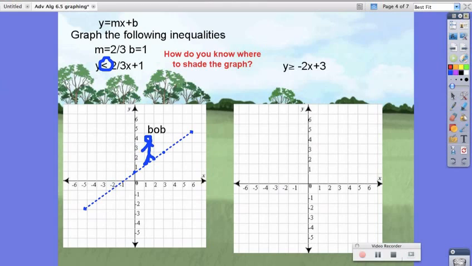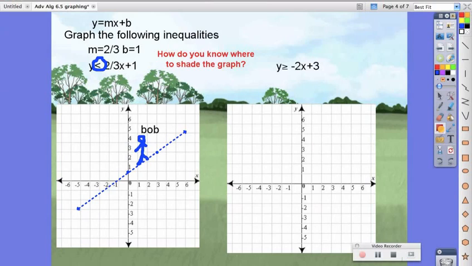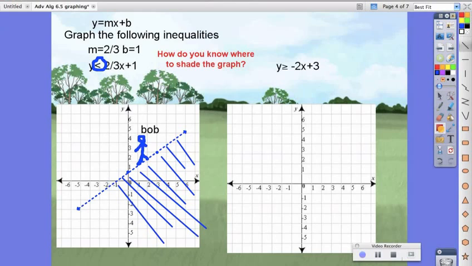So if we think about less than, does that mean it's above Bob, around here, or below Bob, or under Bob, because it says less than? Because it says less than, we're going to shade under. That means anything in this area counts as a solution because it's less than the equation.